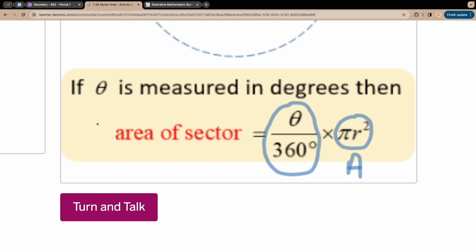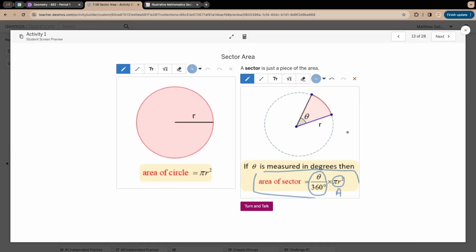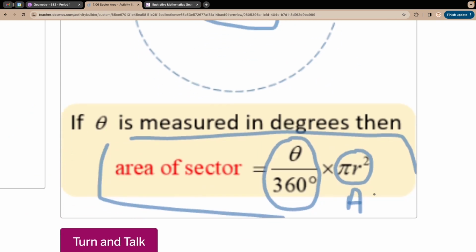So this is the big formula I want to write down. Area of a sector is angle out of 360 times pi r squared, the whole area. So instead of getting the whole area of the circle like pi r squared, we just want theta out of 360, the part out of the whole thing. So it's basically arc length. The only difference is we use area now instead of circumference.